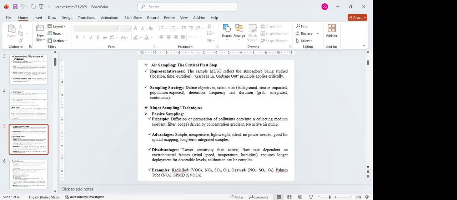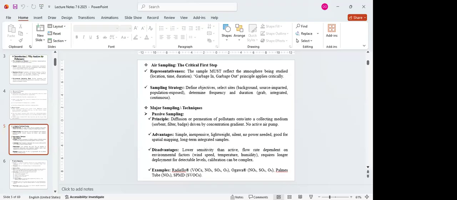And of course, like we said, it requires a longer deployment period because we need to expose them for a long time to be able to detect levels of this, because they need to accumulate. They need to be big enough to be detected. So it requires longer deployment for detectable levels. So it is not good for a rapid on-the-spot assessment. So we don't deploy that where, for example, as we talked about yesterday, we use sensors to approach these things.